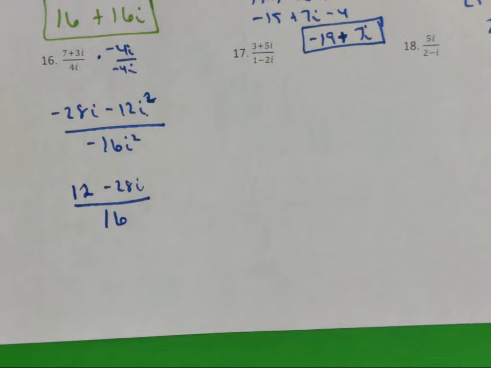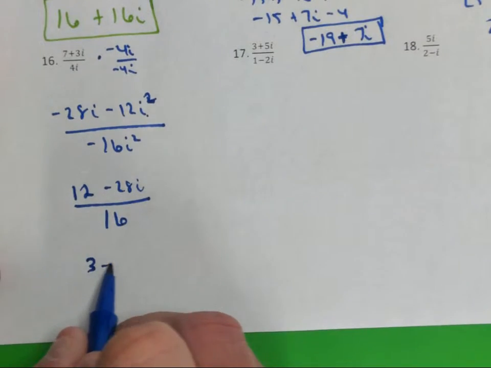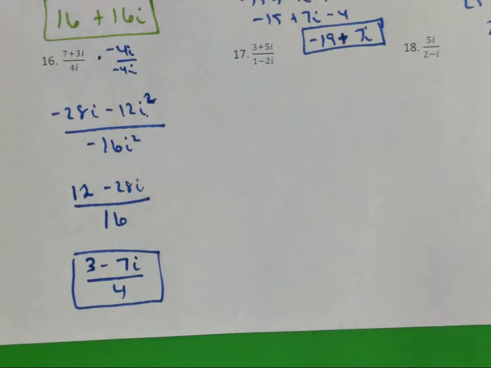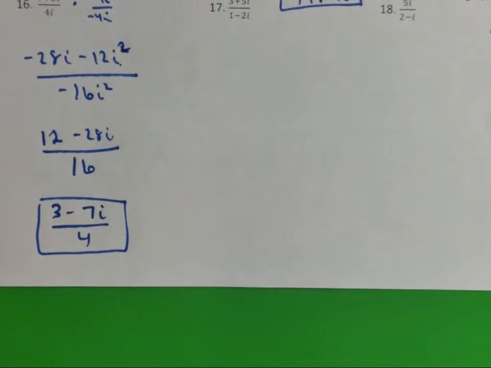Now this is where, if there's a number that can go into all three, you can simplify. What number goes into all of those? 4. So you can take a 4 out. So your answer is 3 minus 7i over 4. Only do that in division, not add, subtract, or multiply.